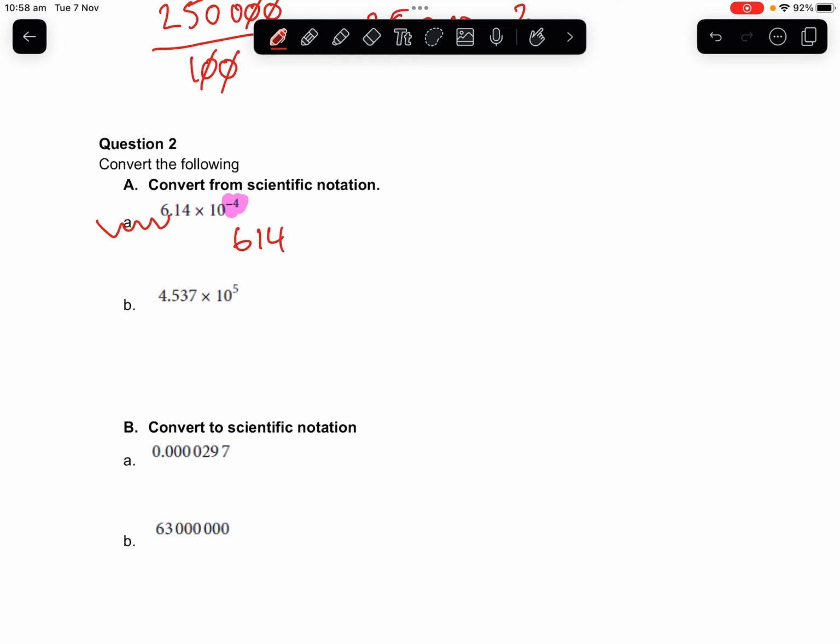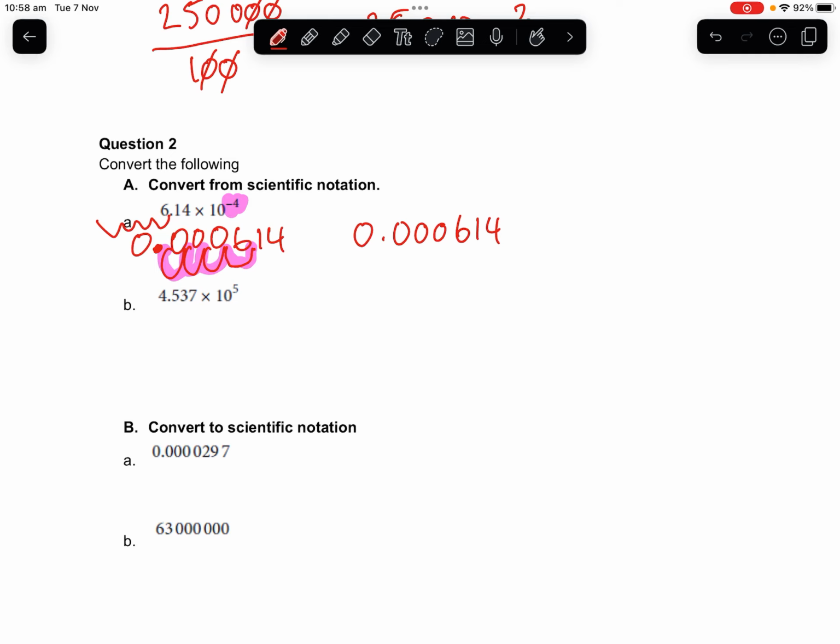So let me write the number. The decimal is currently here. We need to move it once, twice, 3 times, 4 times. 0, 0, 0. Now the decimal is right here, and you put a 0 in front of that. So again, let's count. 1, 2, 3, 4. That's why the -4 is there. So rewrite the number again here, 0.000614. That's our answer.